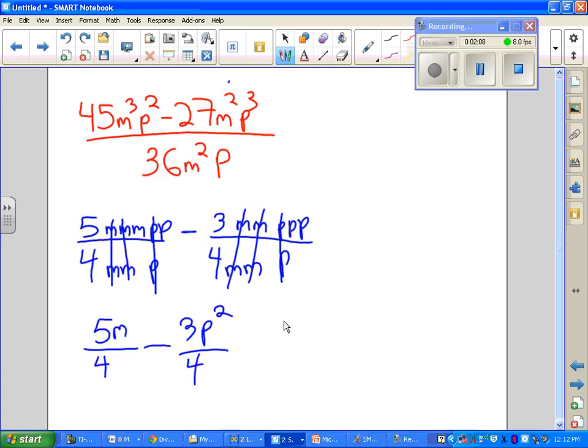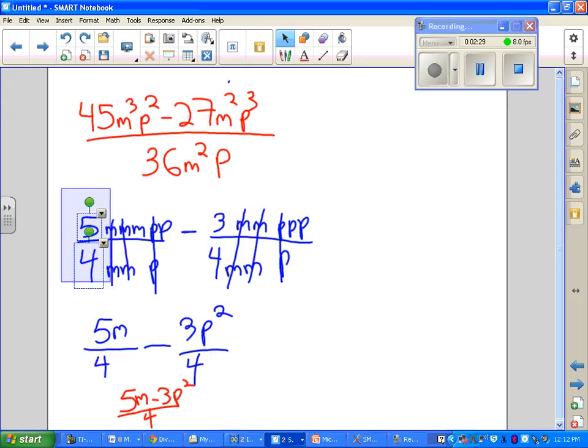You know, you could also write it like this if you really wanted to. 5m minus 3p squared over 4. Oops, I wrote that wrong, didn't I? Either one would be fine. That's the first one. First way to do it.